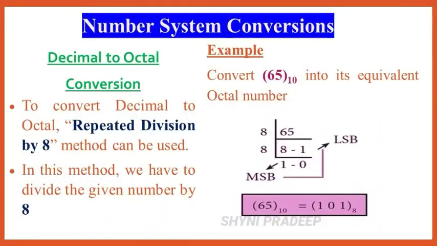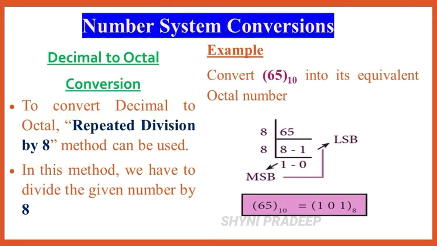Okay. Next let us see how to convert decimal to octal. Decimal to octal conversion: you can convert decimal to octal by using repeated division by 8, because the octal base is 8. So you have to divide the decimal value by 8.